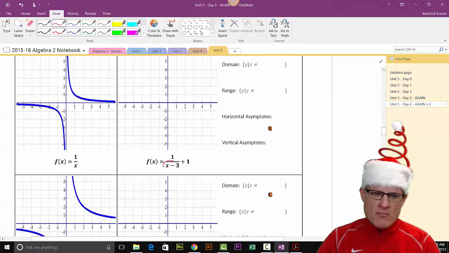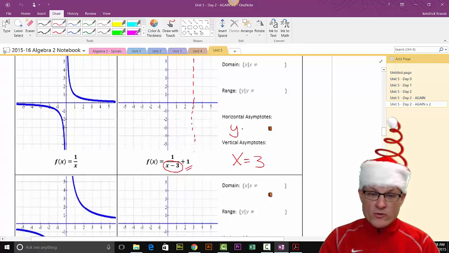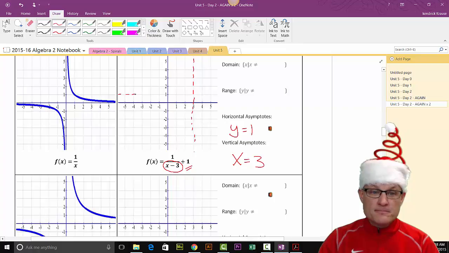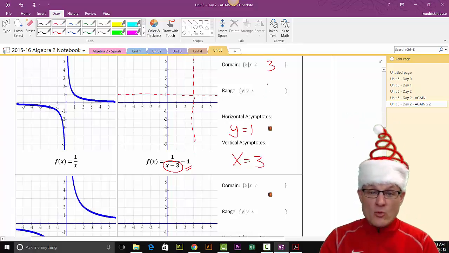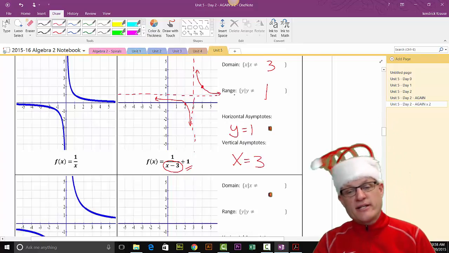Really annoying. Minus 3. That's backwards. So that means our vertical asymptote is x equals 3. This up and down is my horizontal asymptote of y equals 1. So if my vertical asymptote is x equals 3, x can't equal 3. If my horizontal asymptote is y equals 1, y can't equal 1. Go through this point, and go through this point, and try to touch the axes. Like this, and like that. Okay.